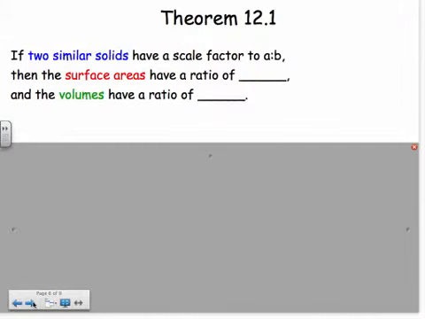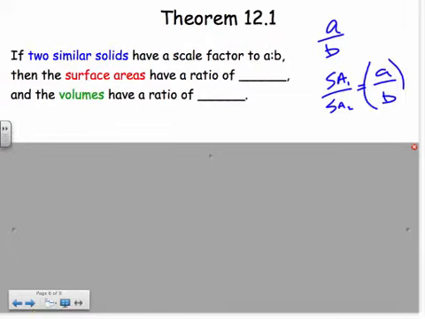Our theorem for this section. Okay, one of these we already know. If two similar solids have a scale factor of A to B, so if I pick two sides that correspond, their scale factor is A to B. Well, we talked about this a few sections ago. The surface area would have a ratio of what? Well, if I put the surface area of the first shape over the surface area of the second shape, it would be my scale factor squared. Remember doing that? So it would be A squared to B squared.